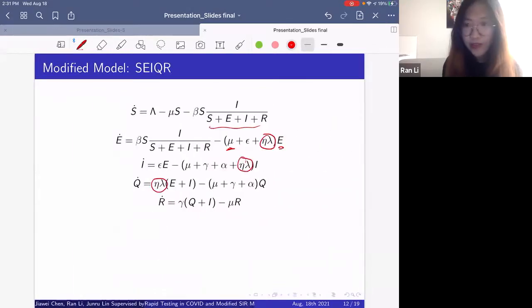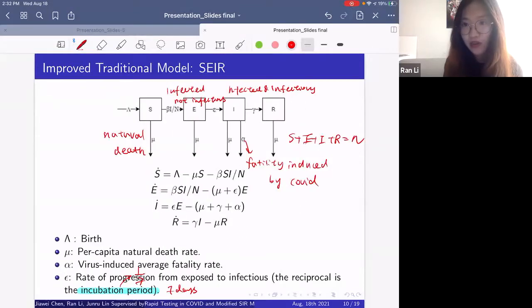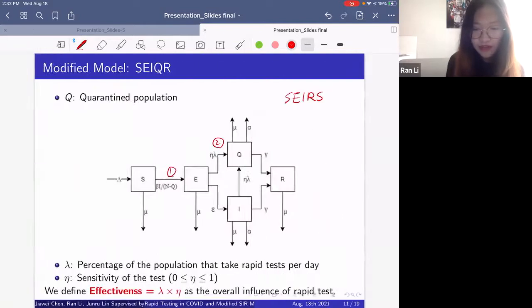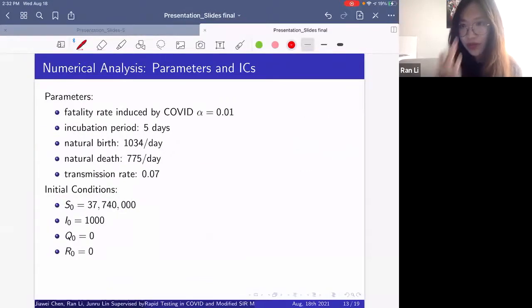Okay, so as you can see, this model is quite complicated. There are a lot of parameters and four equations here. It is really hard to find an analytical solution by hand. Indeed, not to mention the SEIQR model, even for the SEIR model, it is very hard to find an analytical solution. Therefore, in order to get some meaningful results, we are going to do numerical analysis using Python.